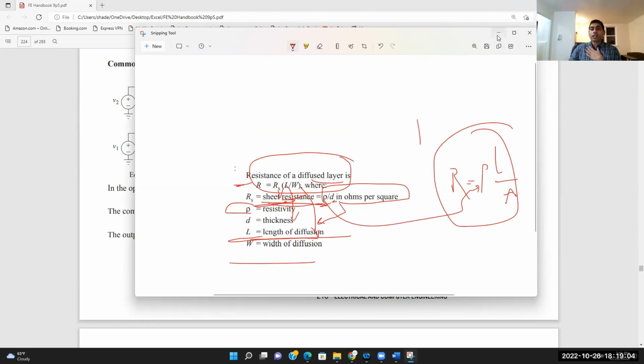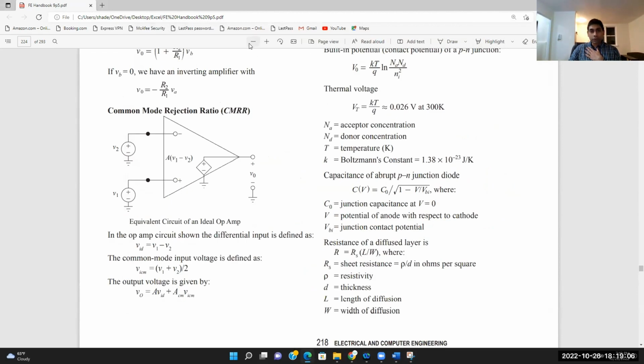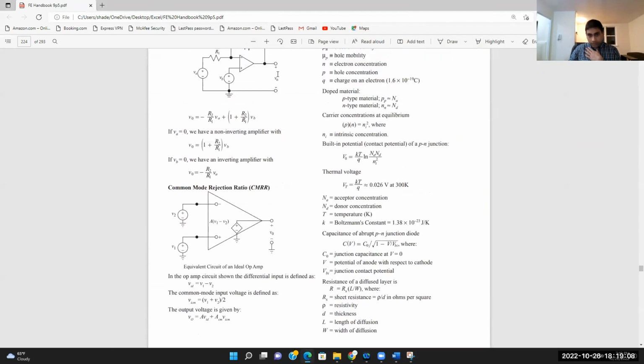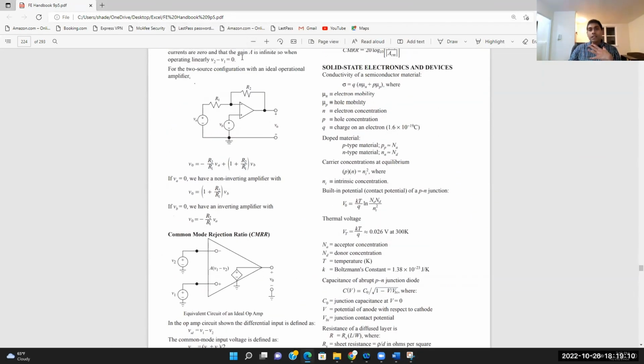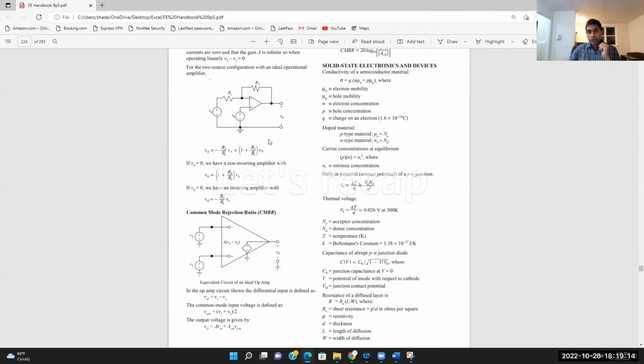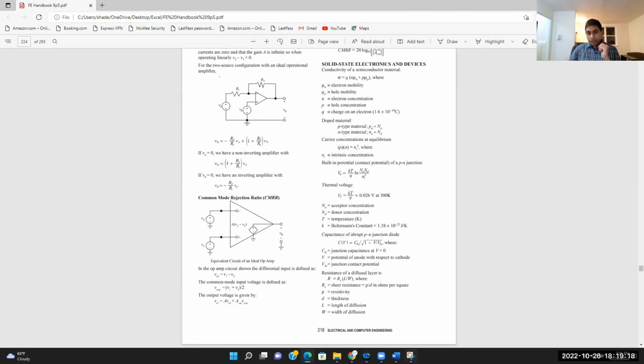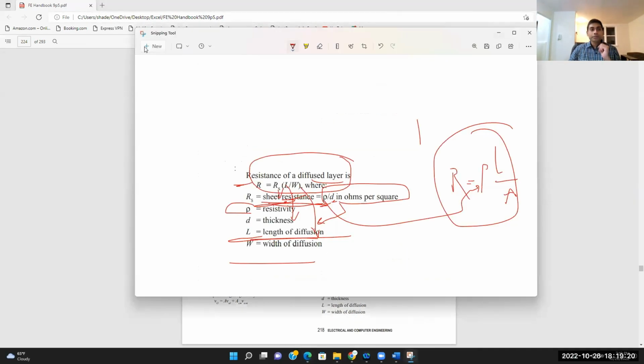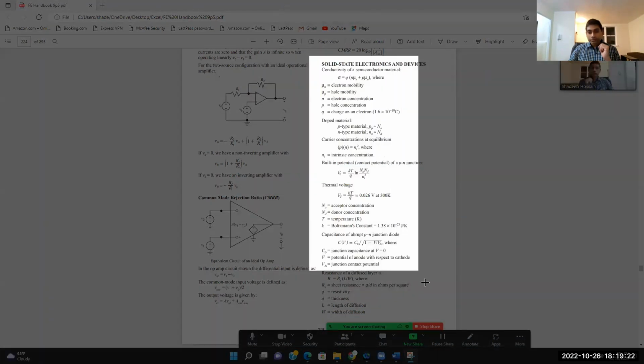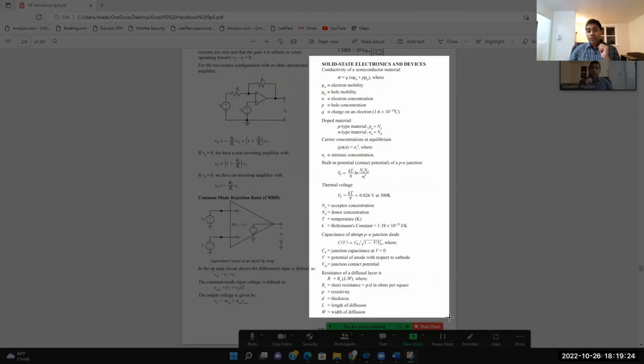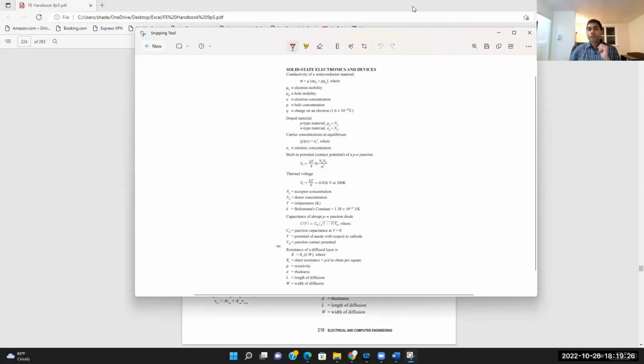So these are a couple of equations, just to recap what we just did. And these are basically the solid state electronic equations that you need to know. We'll solve some relevant questions, but just let me minimize it. Just a small recap, and then we'll solve some questions based on this one.